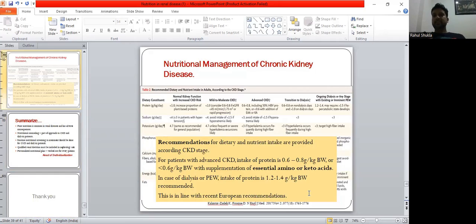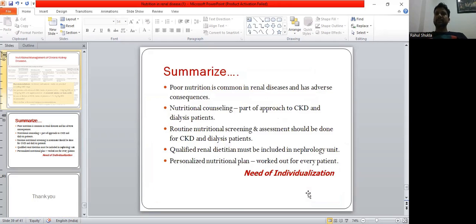So, recommendation, as we already discussed, in early stages, protein intake should be around 0.6 to 0.8 gram per kg with supplementation of essential keto amino acid. And if protein energy malnutrition is there, then protein intake can be increased to 1.2 to 1.4 gram per kg body weight. And several guidelines have been published for this recommendation.